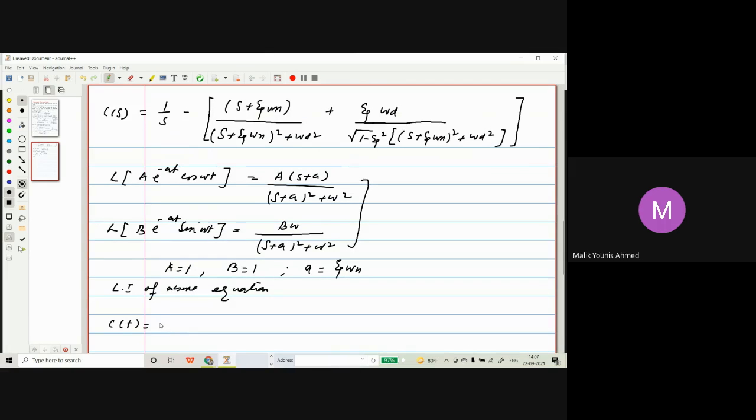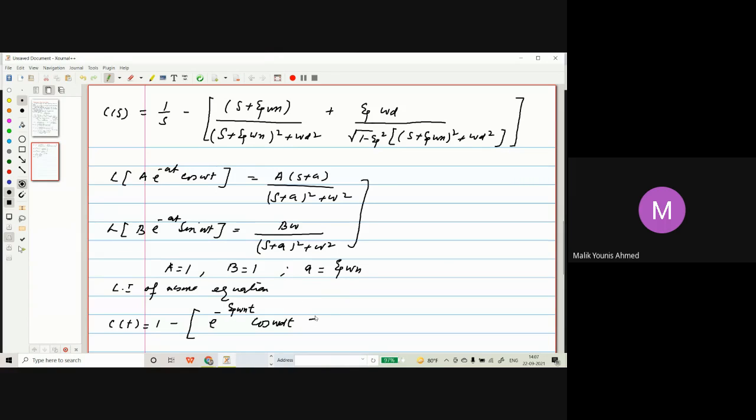Laplace inverse is 1. Minus, this term will be like this term. A is 1, so that will be e raised power minus at, and minus at is minus xi omega n t. So a is 1, we don't need to write it. E raised power minus xi omega n t, according to the formula, cos omega t. Now in cos omega t, instead of omega there is omega d. So cos omega d t.